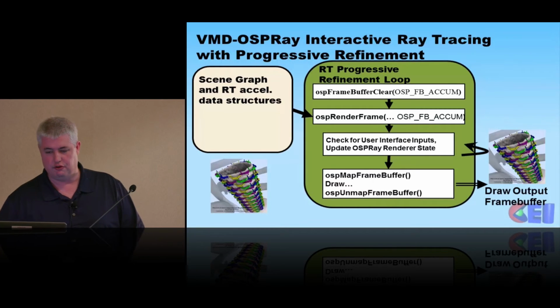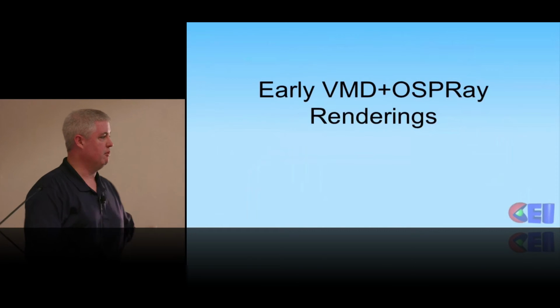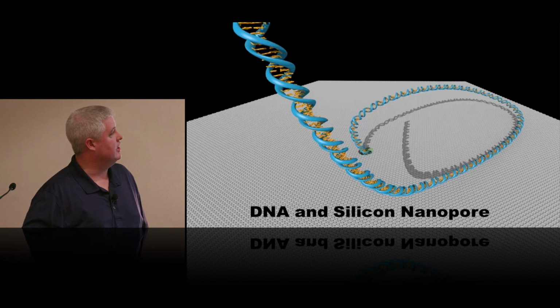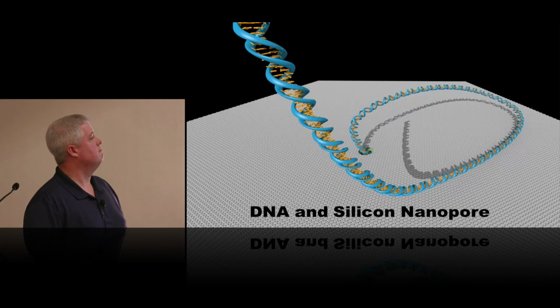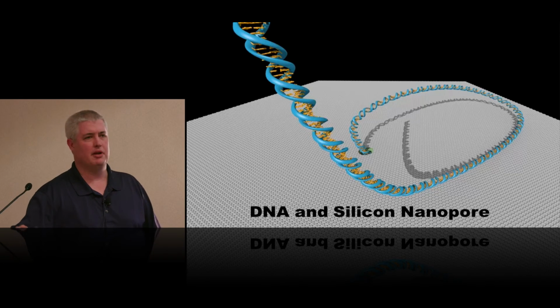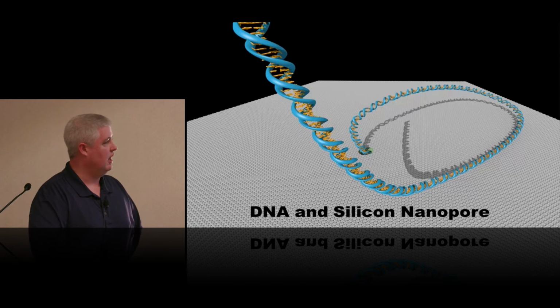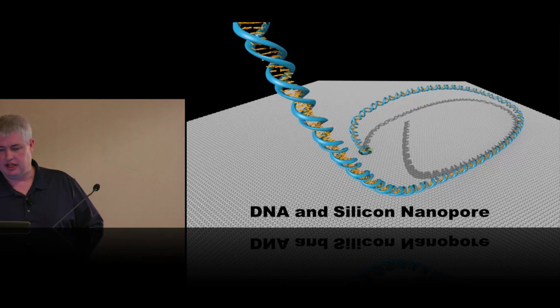And now I'll just show you a few of the early renderings I've made with OSPRay in the current version of VMD. This is a little DNA strand going into a silicon nanopore. I forget what the atom count is. It's probably a few million. This is showing your typical ambient occlusion lighting and hard shadows, and it's a very big structure. On my desktop workstation at work, this plays in the 20s of frames per second.